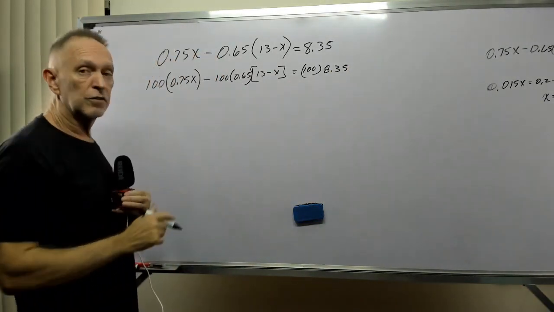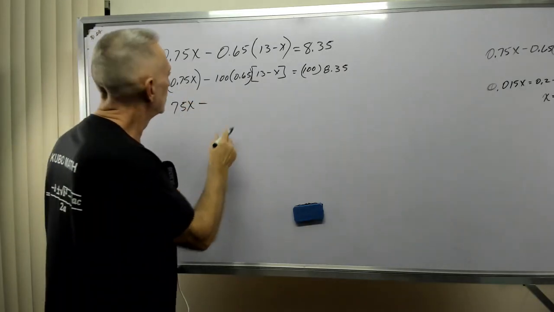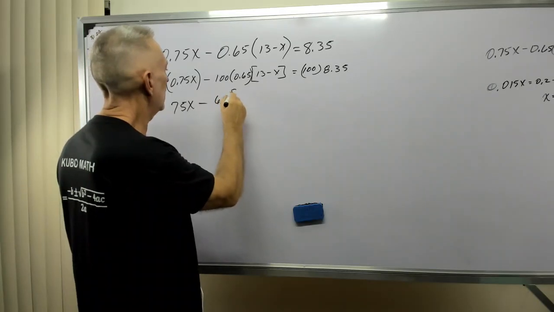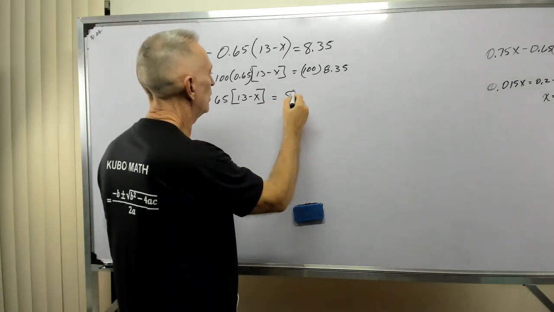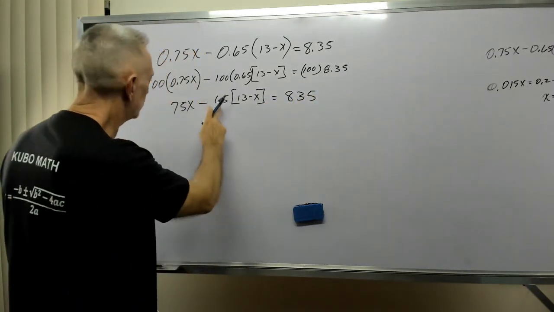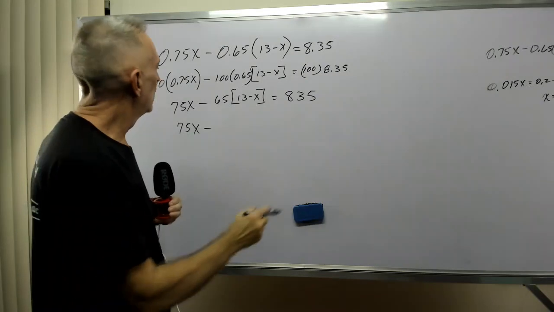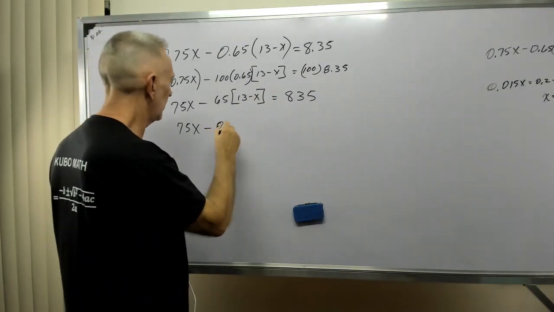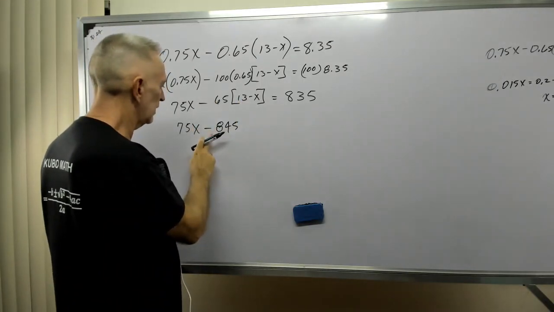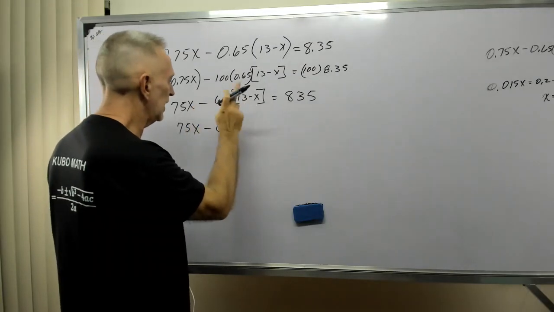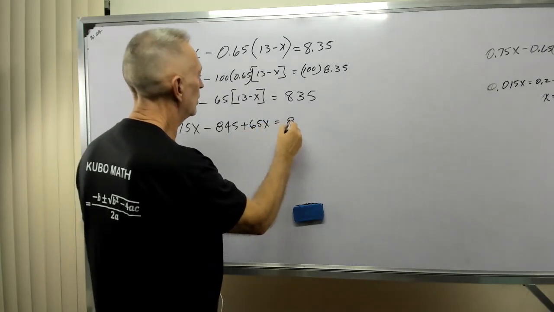Okay, 100 times 0.75 gives me 75x minus 65 times 13 minus x, and that equals 835. Well, let's distribute this to the inside, see what we have. 75x minus 845. I actually had written that down so I wouldn't have to do it while you're watching. That's a negative times a positive, left me with the negative. Negative times negative gives me a positive 65x, and that equals 835.